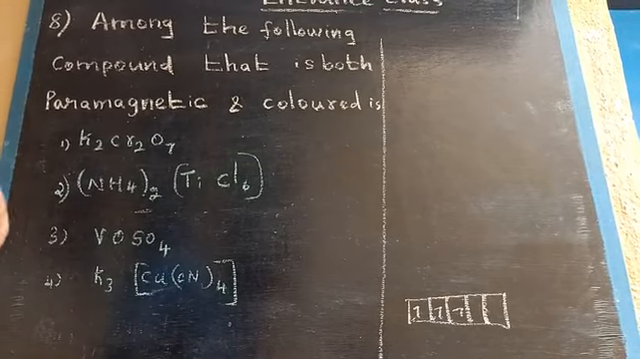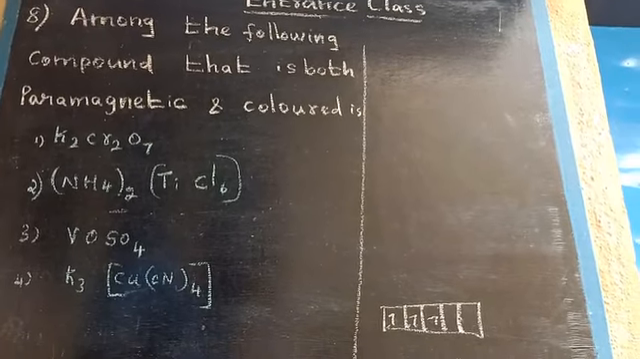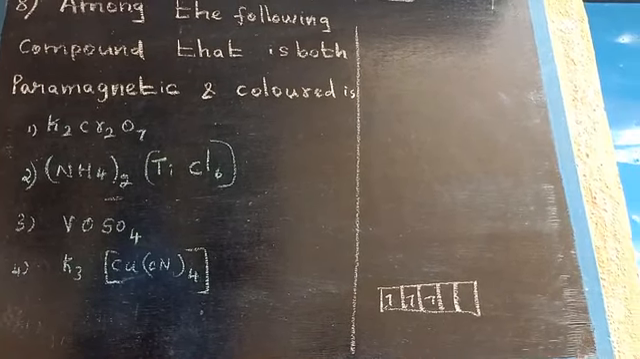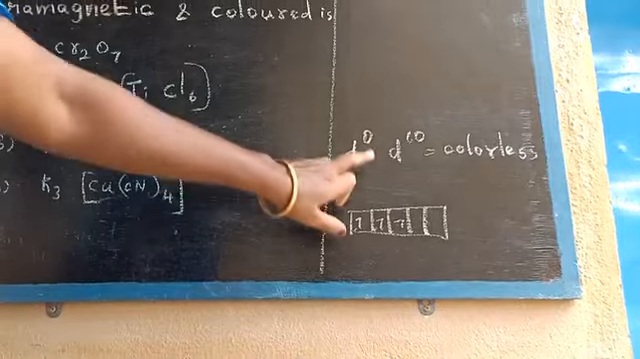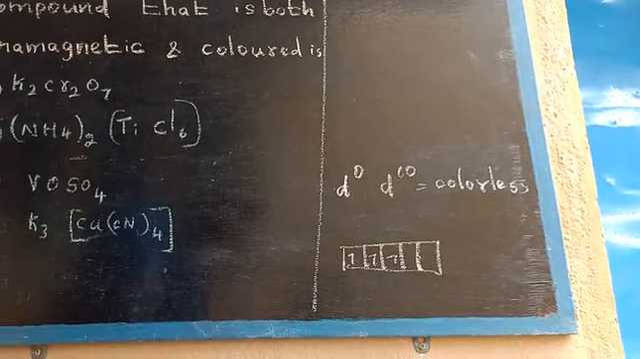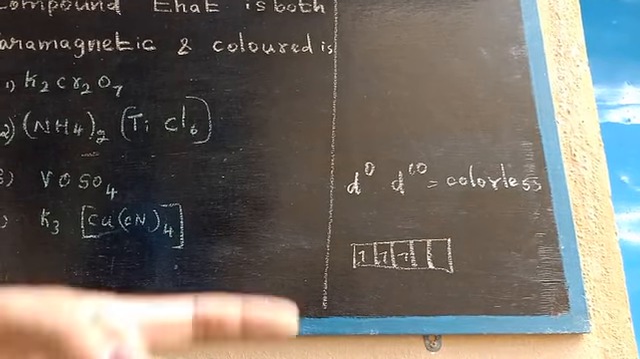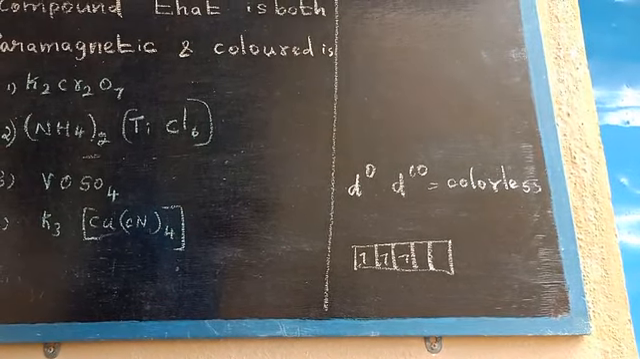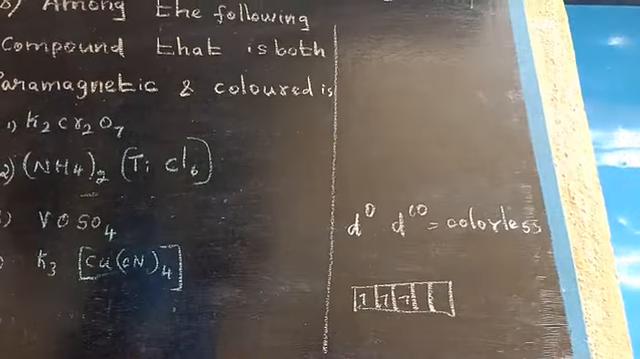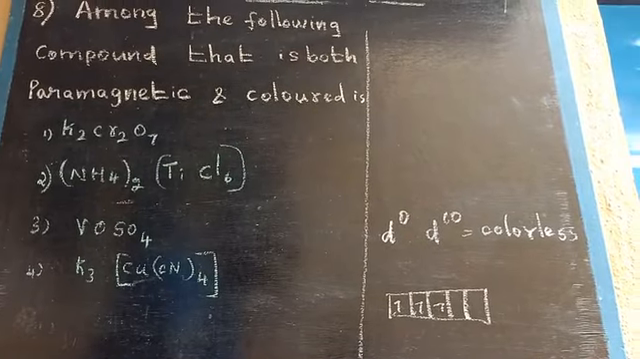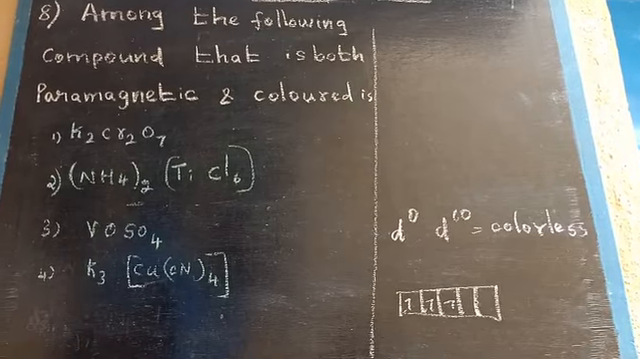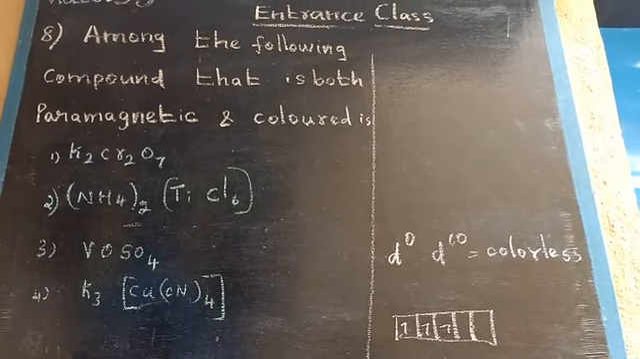Now, absence of electrons or a completely filled d orbital means the compound is colorless. That is d0 or d10 configuration; the element is colorless. At the same time, if it contains a single unpaired electron, it is colored. So from this question, we now need to find out the d configuration.